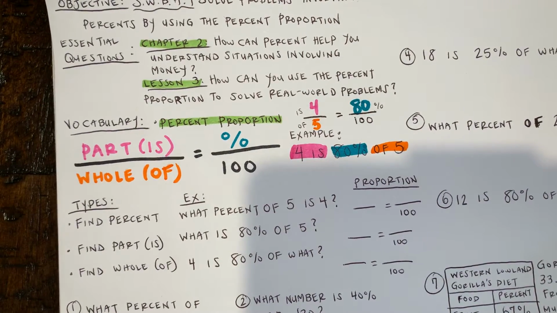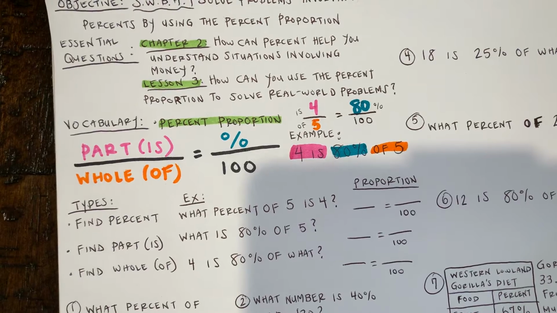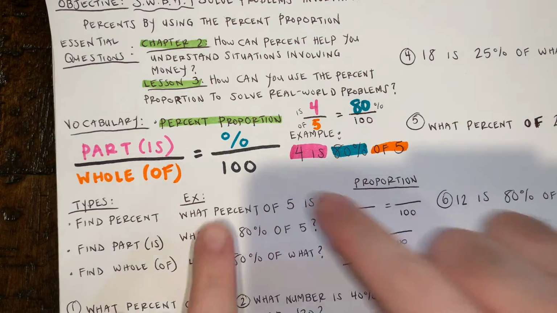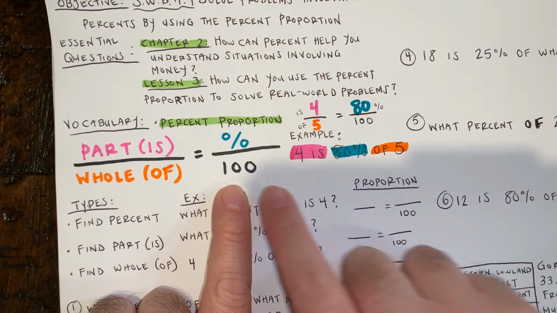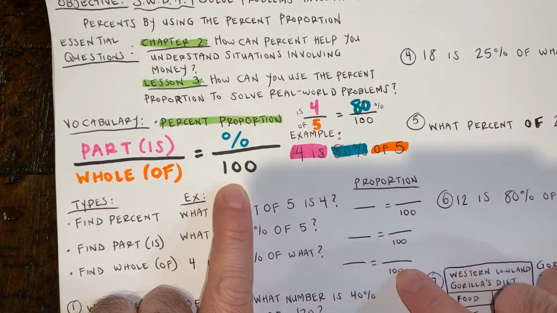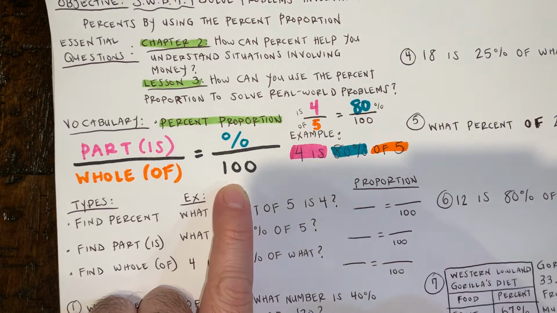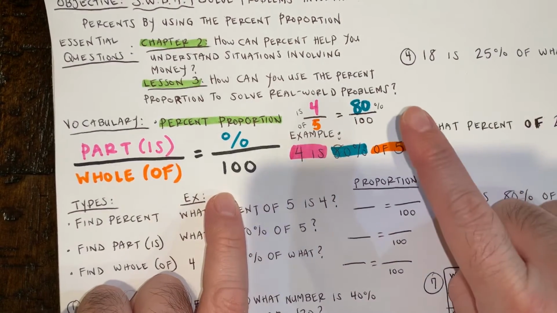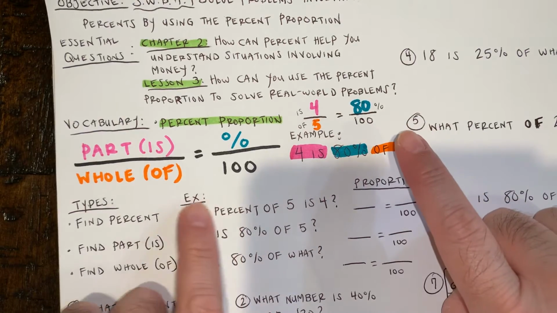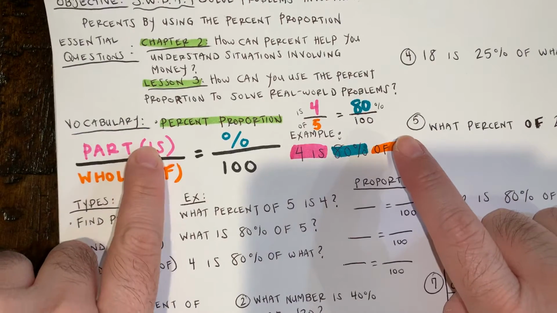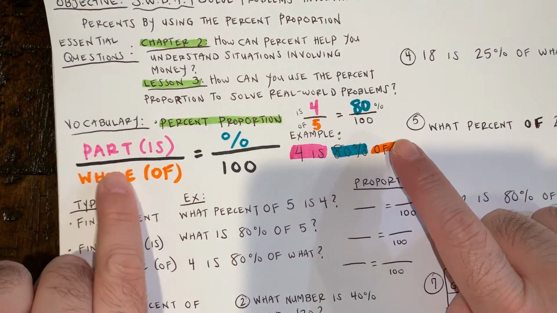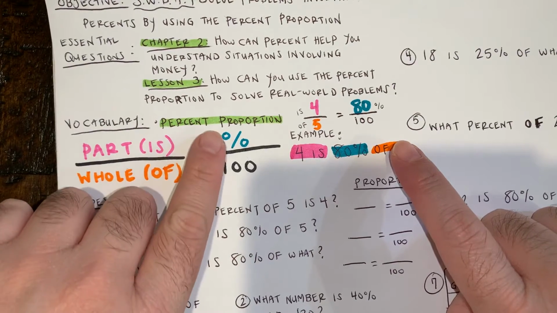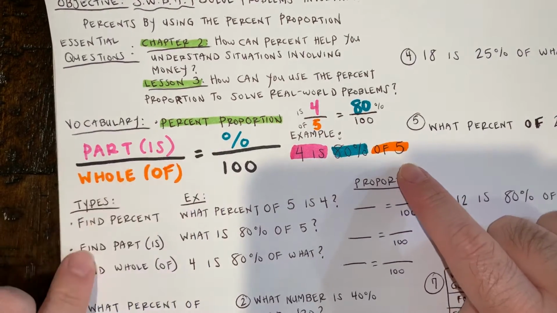Percent proportion is going to be identifying different parts that are unknown. So we always have 100 here. That's never going to change. You can see 100, 100, 100. That part is always going to be 100. Now what we're going to be missing is one part of this proportion. So you're either going to be missing the part, the is, the whole, the of, or the percent. And this is how they look.